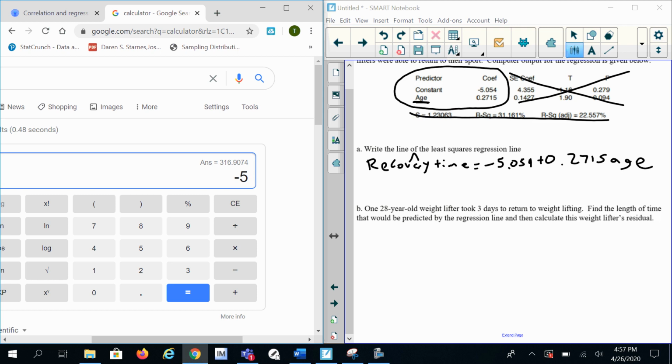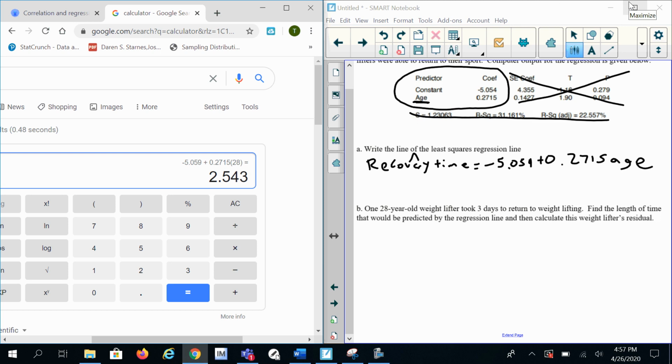So negative 5.054 plus 0.2715(28). That looks right. Hit enter. So it's saying it'd take 2.543 days.